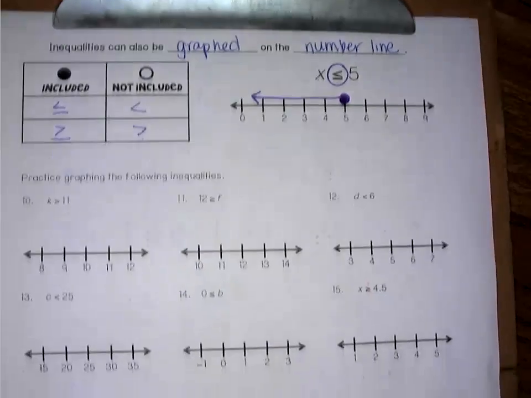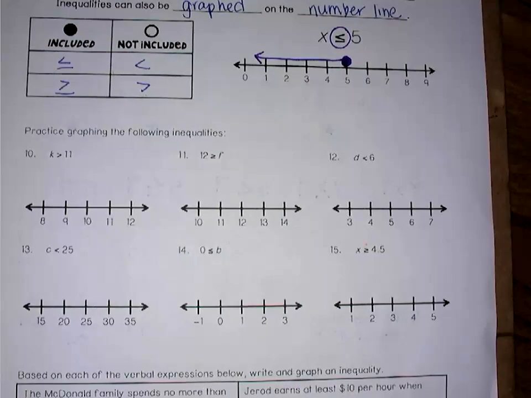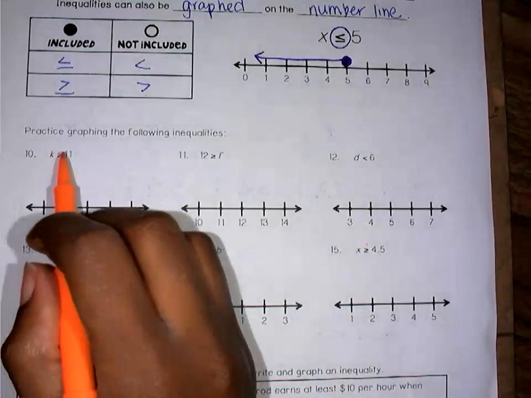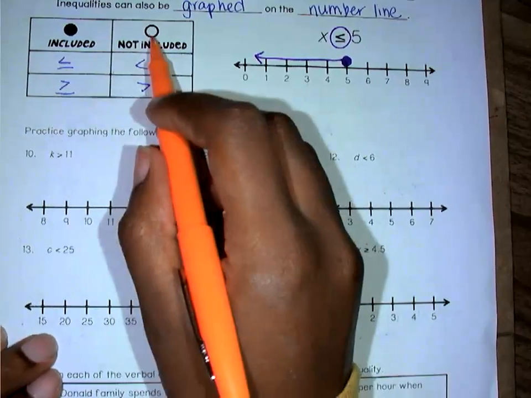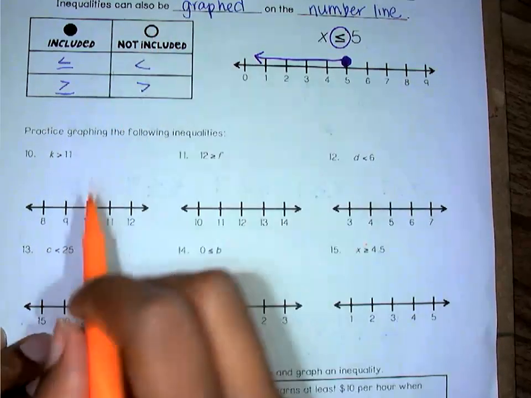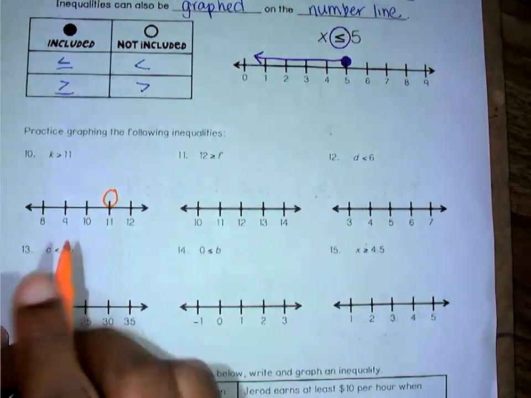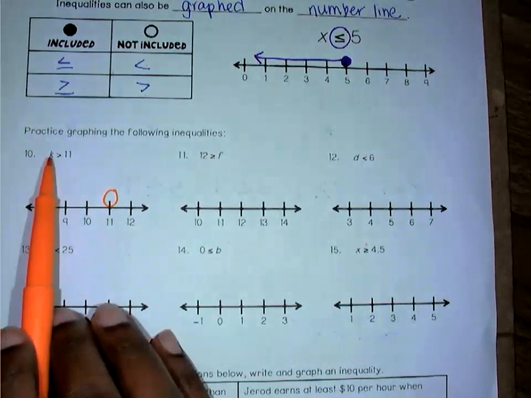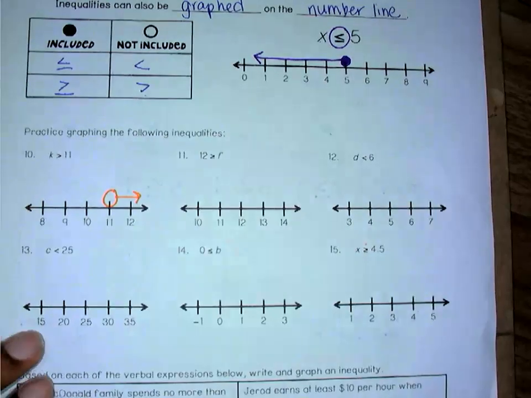All right, we're going to practice graphing these. Number 10, 11, and 12, I'm going to do with you. 13, 14, 15, I want you guys to do by yourself. All right, for number 10, it says that K is greater than 11. So I'm looking back at my chart. This one doesn't have a line under it, so the circle is going to be open. So go to 11. I'm going to have an open circle. Now it says K is greater than 11. So if it's greater than, my arrow is pointing that way. And that's it.